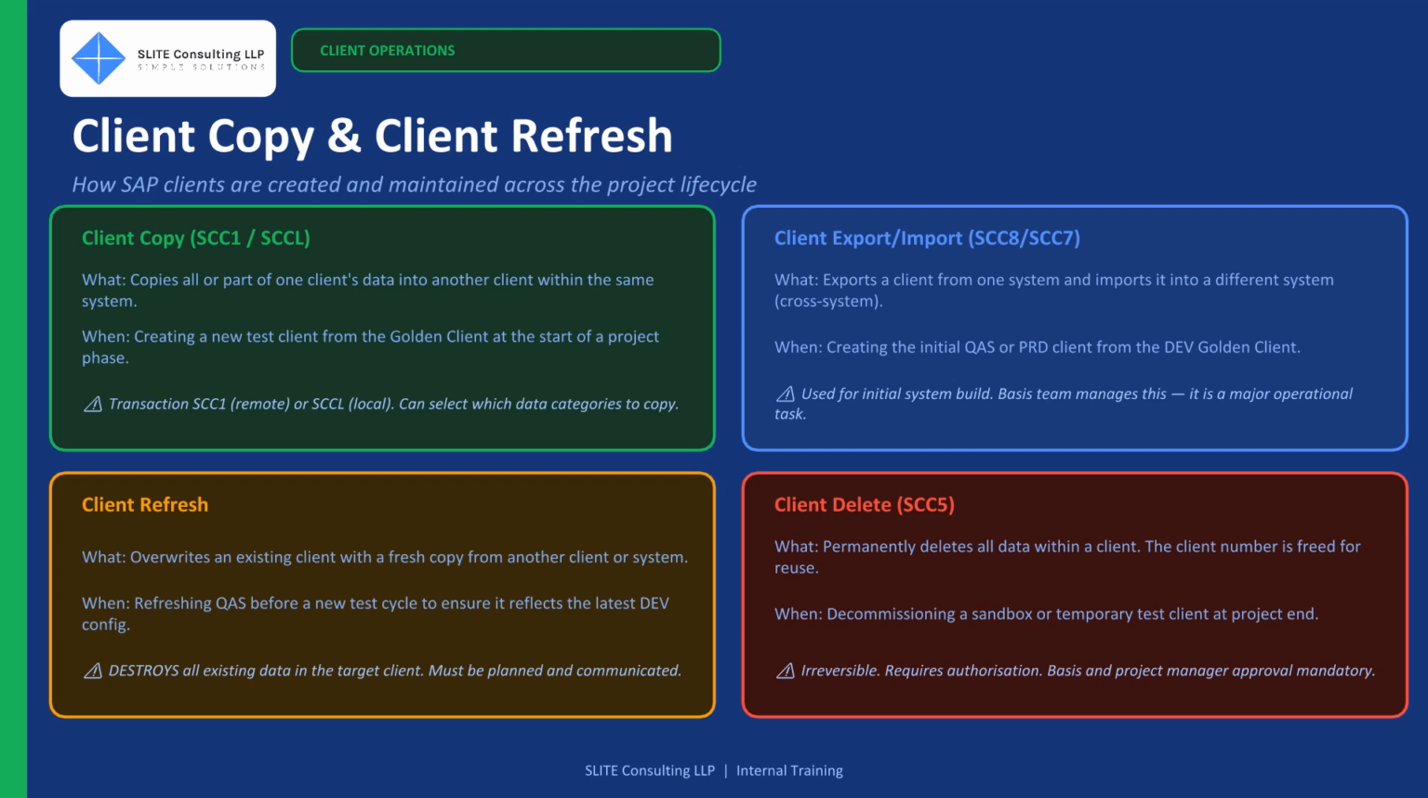A client export and import, SCC8 and SCC7, moves a client between systems. It is used to populate the initial QUS or PRD client from DEV. This is a major operation that requires planning. A client refresh overwrites an existing client entirely. If QUS client 200 is refreshed from the golden client before a new testing cycle, all existing test data in client 200 is permanently deleted. This is why you must never store any irreplaceable data in a test client without confirming the refresh schedule.